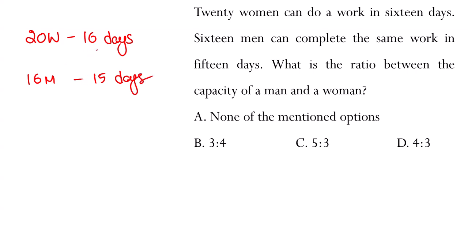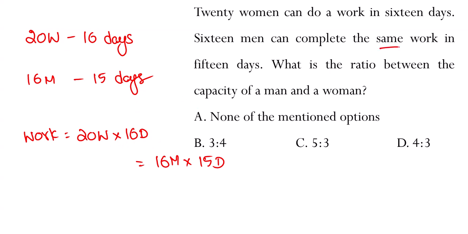Right. Now what we can do is this: that work can be done by 20 women in 16 days, or the same work can be done by 16 men in 15 days. So guys, this is one way of writing the work. 20 women, 16 days. The same work can be done by 16 men in 15 days. We got a relationship here, and this 16 gets cancelled.